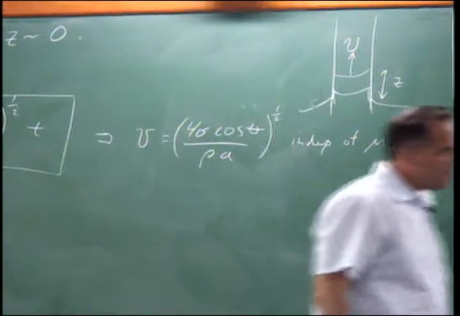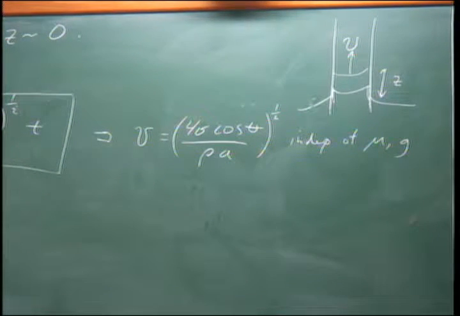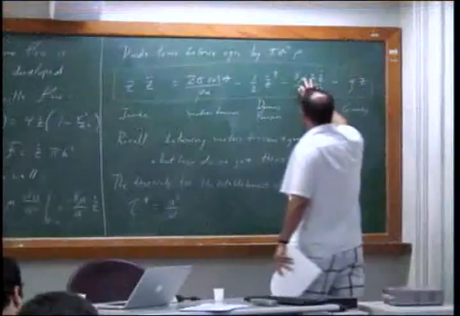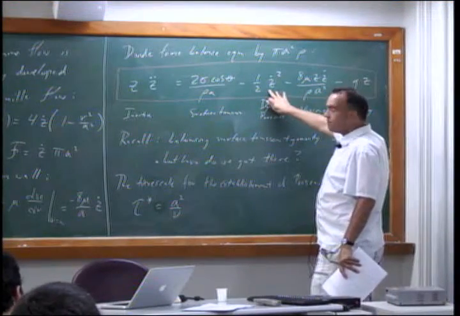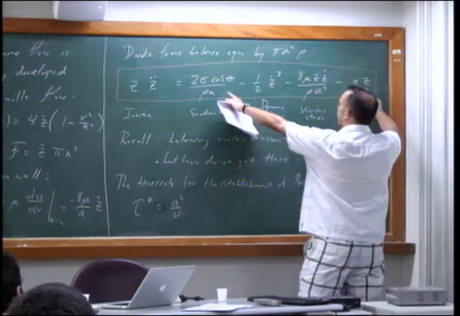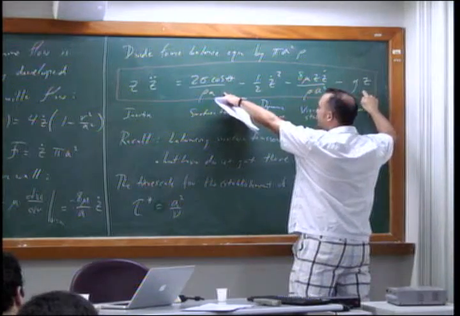And then as things evolve, this term is going to become important relative to this term. We know we're eventually asymptoting to a balance between these two.